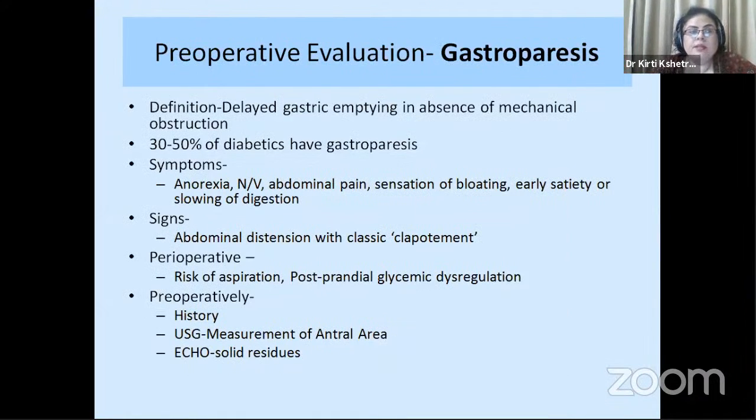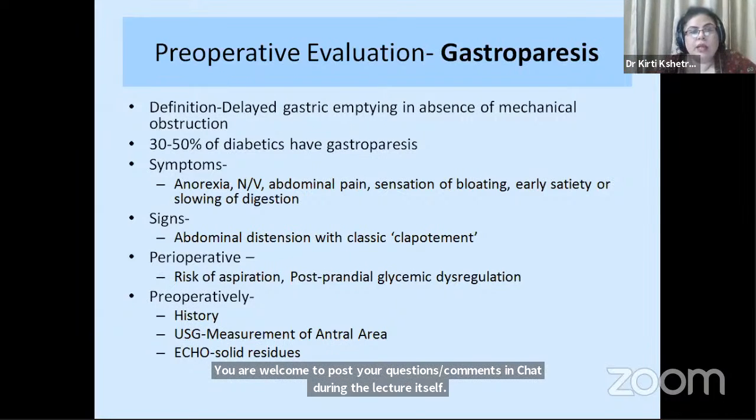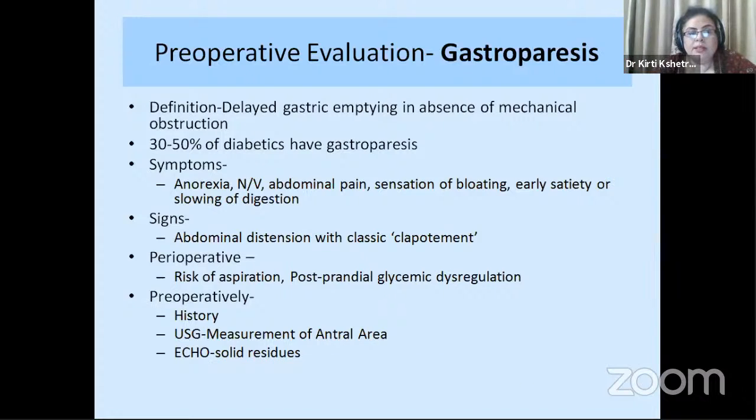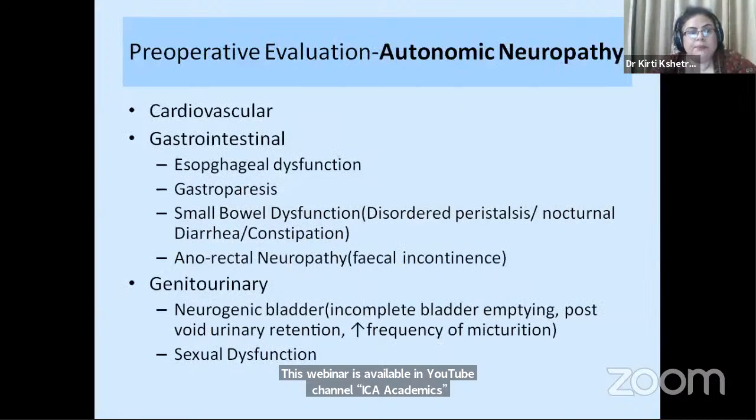Now, gastroparesis is delayed gastric emptying in the absence of any mechanical obstruction. Symptoms are anorexia, nausea, vomiting, abdominal pain, sensation of bloating, early satiety, and slowing of digestion. Signs include abdominal distension with classic succussion splash, and it can be diagnosed preoperatively by a suggestive history, ultrasonographic measurement of the antral area, and echo, which can show solid residues within the stomach.